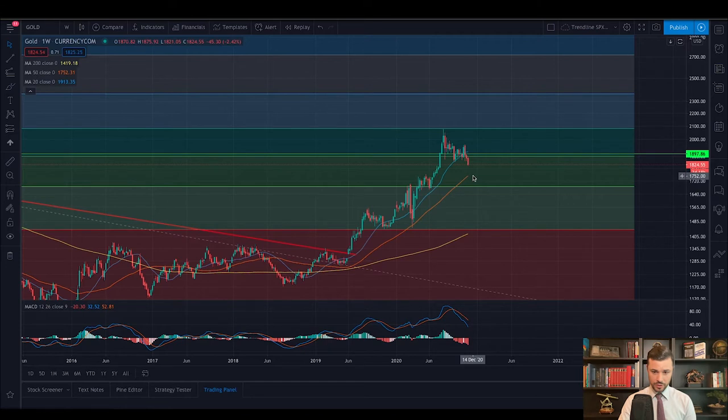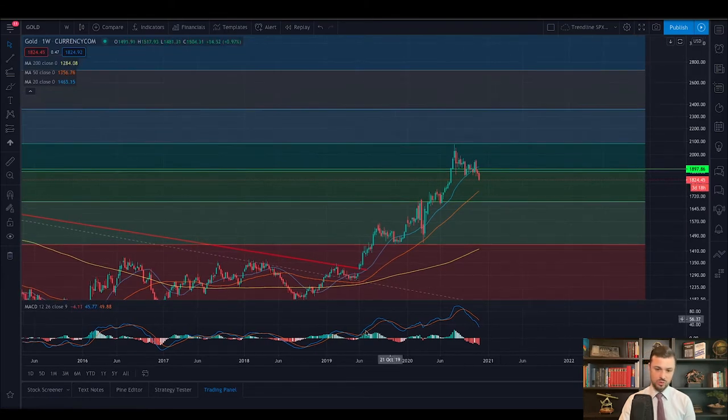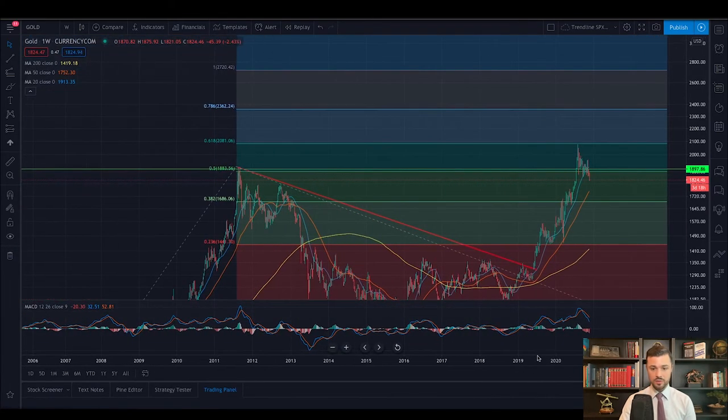So here, my level to buy is 1750 or 60 or even 1800. All right, I could buy very soon, and if it goes lower, I'll buy more. What are my targets?